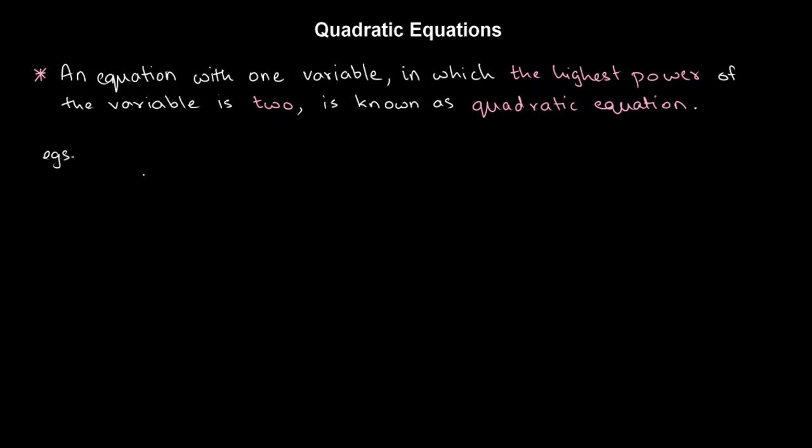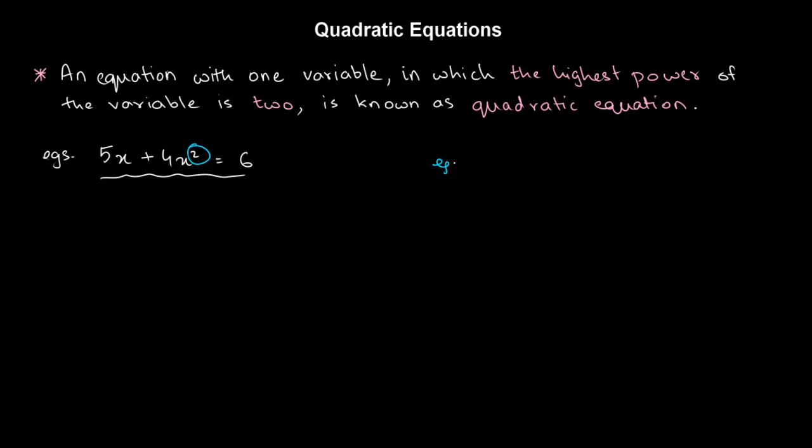So if I had to give you an example, something like 5x plus 4x square is equal to 6, right? As you can see in this particular equation, we've got only one variable x, and the highest power of that variable here is 2. So this basically is a quadratic equation.